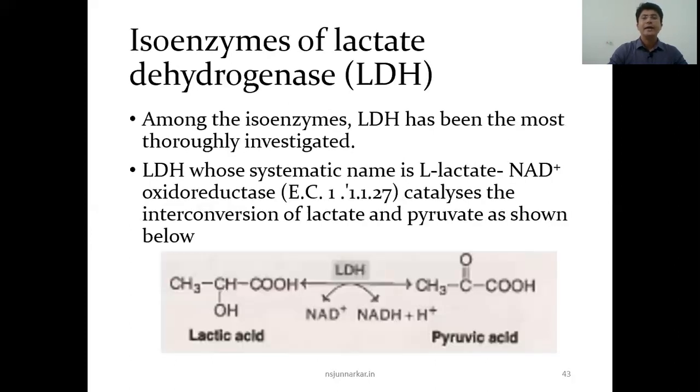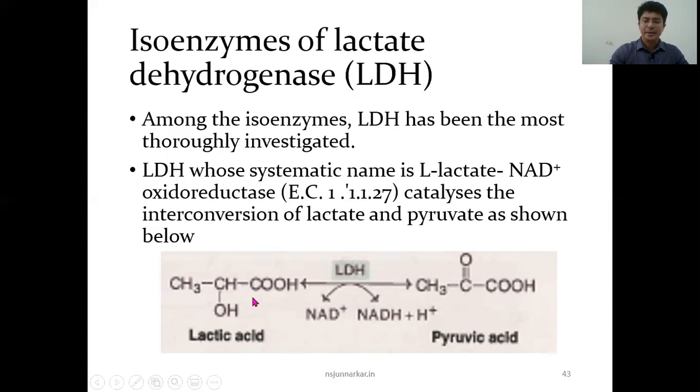So let us have a look at an example of an isoenzyme, lactate dehydrogenase. Several forms of lactate dehydrogenase are found in different tissues. LDH, whose systematic name is L-lactate NAD plus oxidoreductase, catalyzes the interconversion of lactate and pyruvate. So lactic acid is converted into pyruvic acid by the lactate dehydrogenase enzyme, and pyruvic acid is converted into lactic acid by the same enzyme.